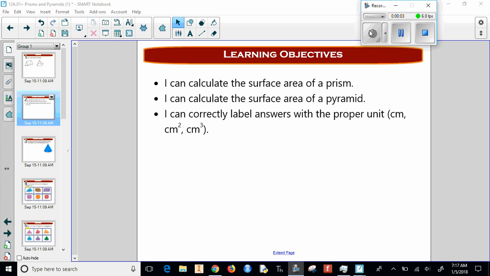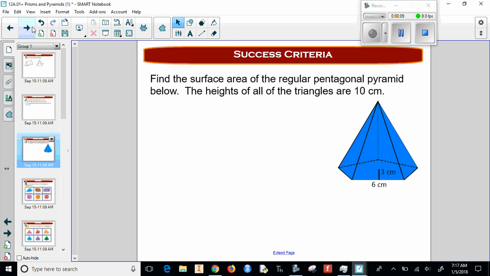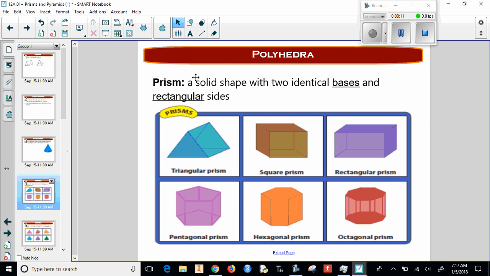Hello, today we're going to look at the surface area of prisms and pyramids. Now first we have to figure out what these things are. So a prism is a solid shape with two identical bases and then rectangular sides.